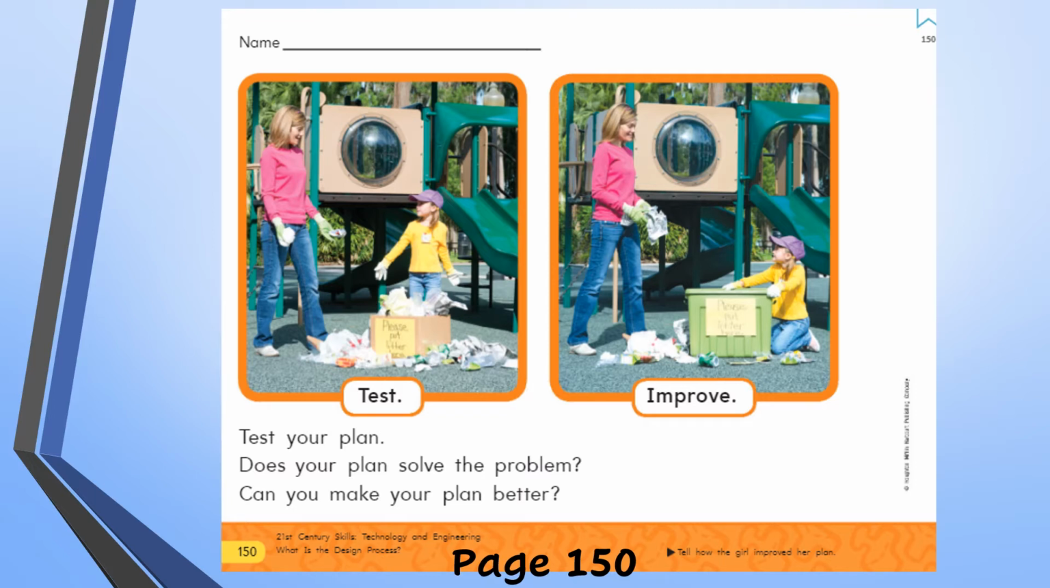And so they designed a plan, and their plan was to put the box in the park. And right here, they put the box in the park, and they put a sign on the front that said, "Please put litter in here." And they cleaned up the park and they put all the garbage inside the box. And then they left it at the park, right? And so then they wanted to test it.